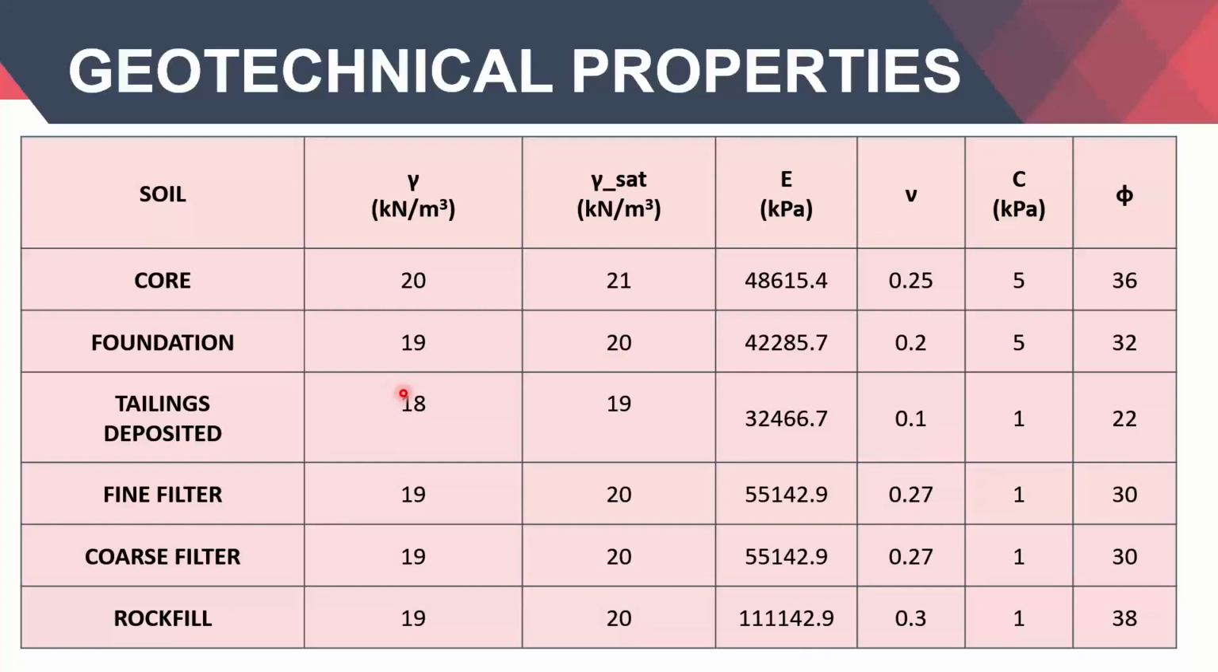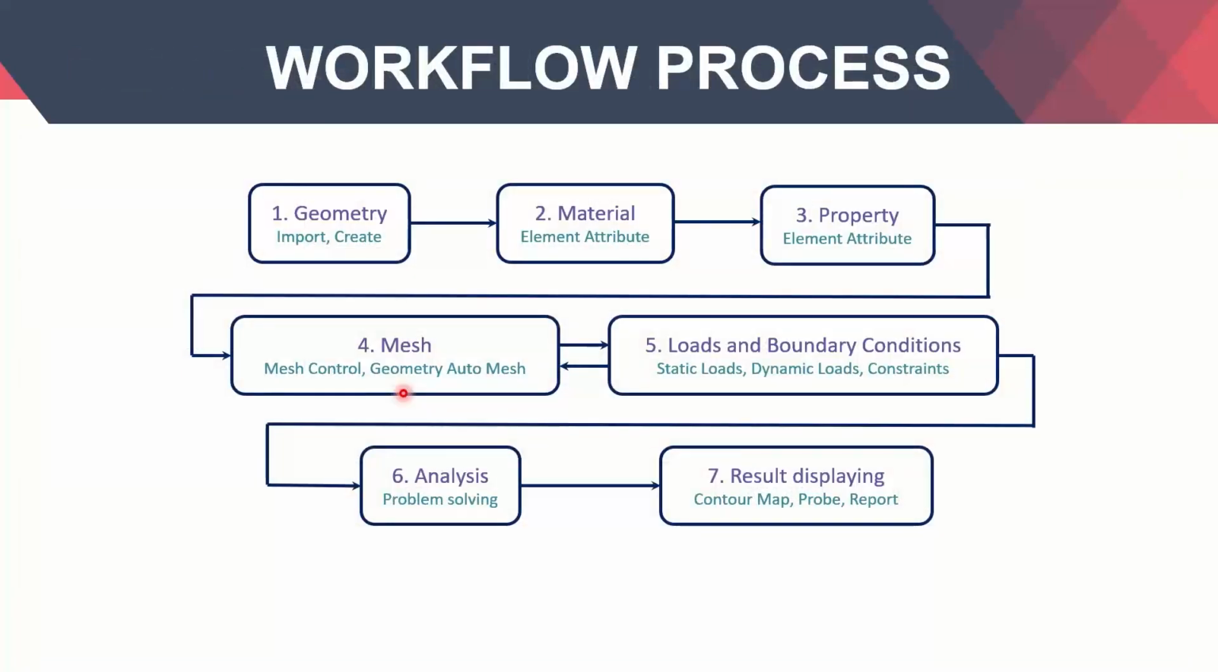Next, we'll define the workflow process. So any FEM model, be it in any software, regardless if it is GTSNX or Plexus or GeoStudio or any other software, the workflow process more or less remain the same. That means the geometry, then the materials, then the properties or the element attribute. When you say property, that means that you are converting the material from a physical property to a finite element property. Okay. Then the mesh, then the loading and boundary conditions.